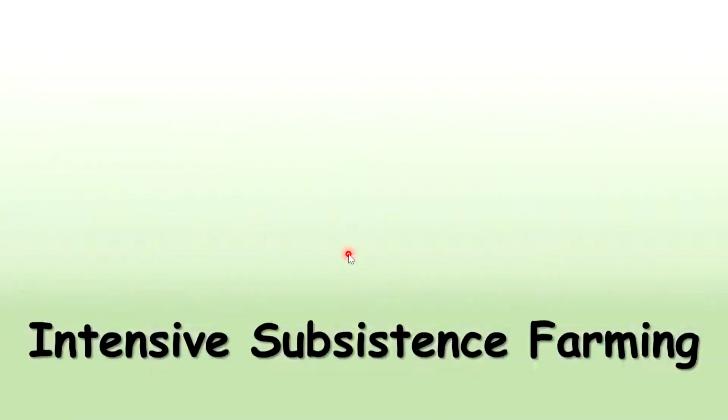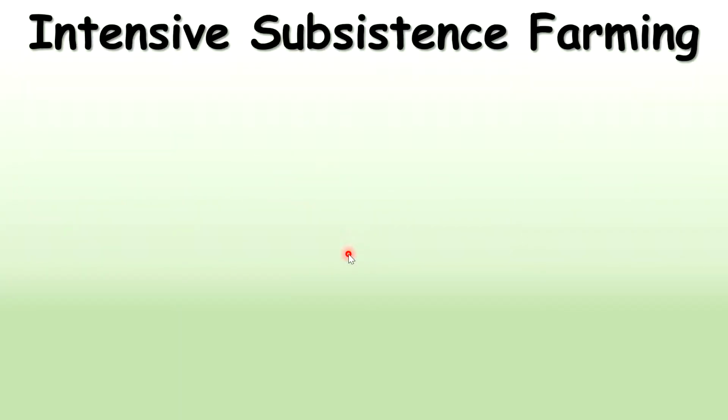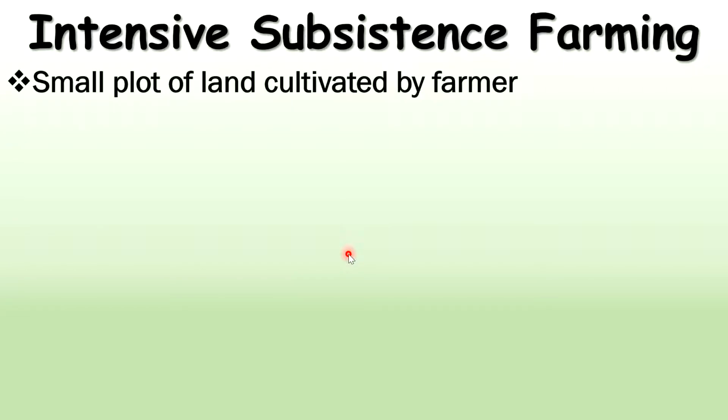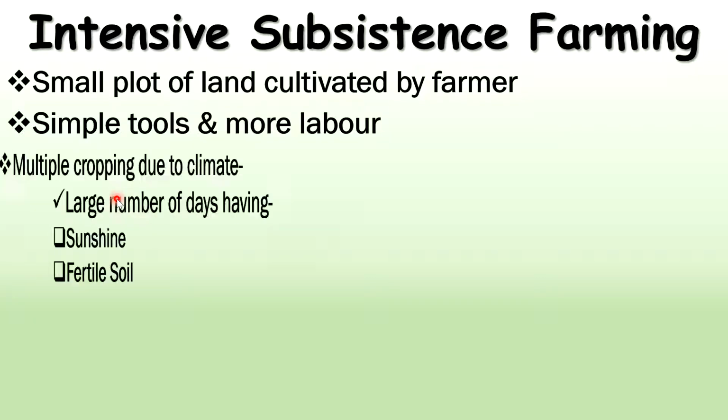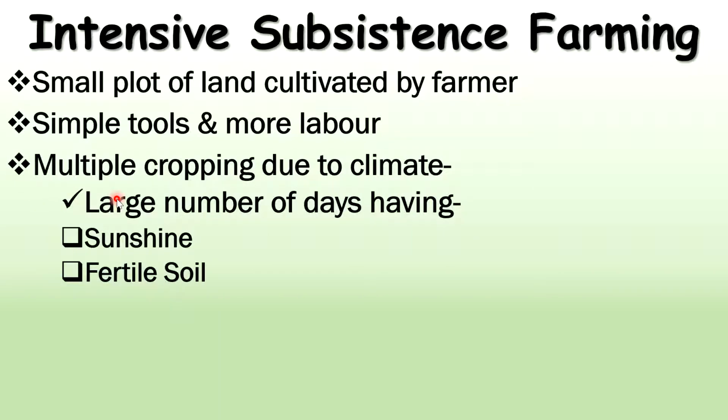Now let's know first about intensive subsistence farming. In this, a small plot of land is cultivated by a farmer. Simple tools and more labor. Of course, simple tools are used because it's done to meet the needs of oneself. Therefore, simple tools are used. Then, multiple cropping is done.